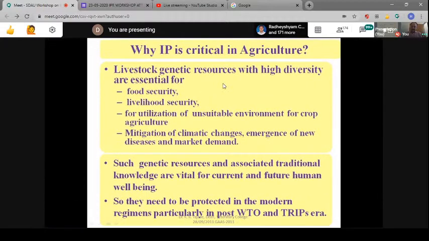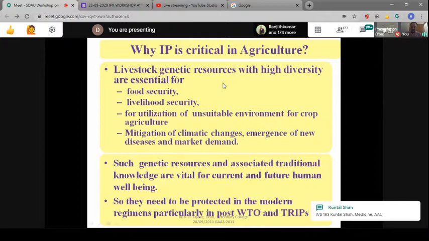Then livelihood security: more than 65% of the Indian population is associated with the agriculture and livestock sectors for generating their livelihood. So from the point of view of employment generation and livelihood generation, the agriculture and livestock sectors are contributing to a great extent. There is no other sector like it. The IT services sector is there, the goods sector is there, professional services like software development are there, and they contribute greatly to the GDP. We agree.